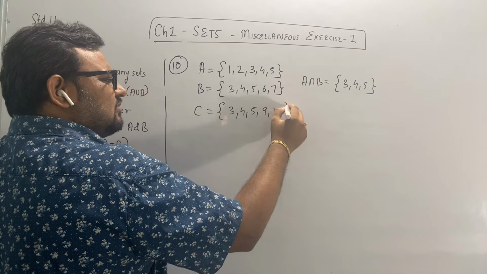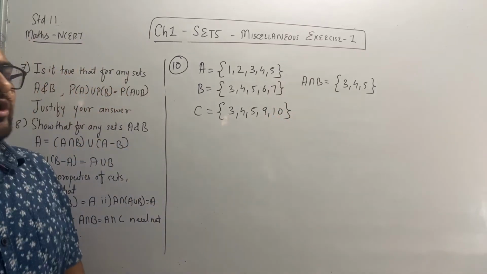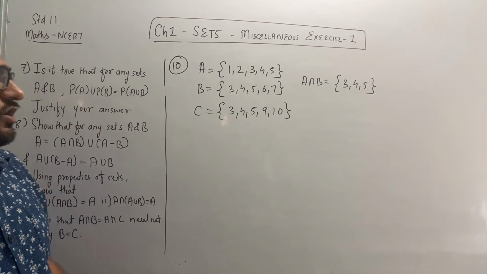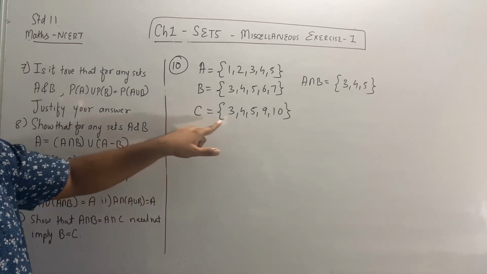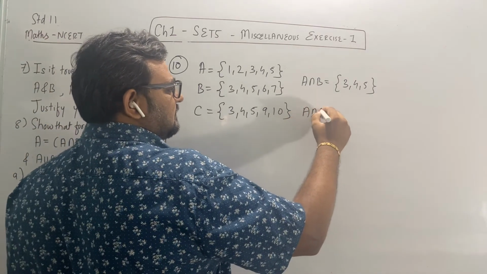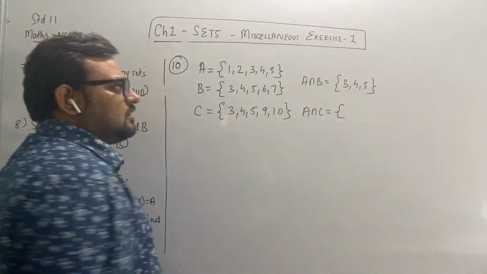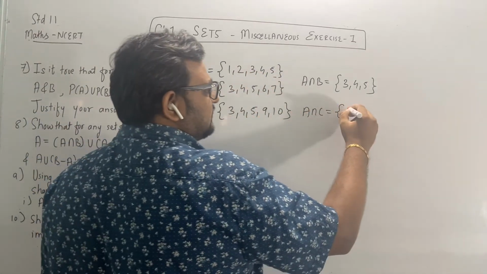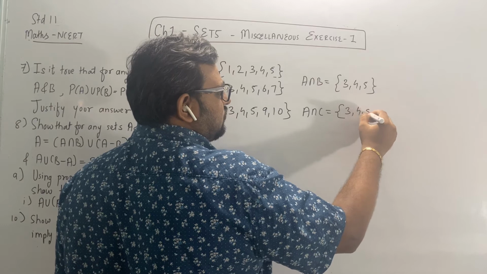9, 10, because I need to select such that A is not equal to C. I need to check whether it is possible or not. Now, see if this is set C, then what will be A intersection C? What is common? 3, 4, 5. So this will be 3, 4, and 5.